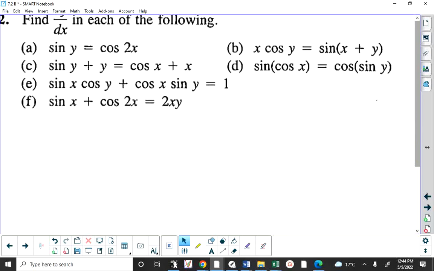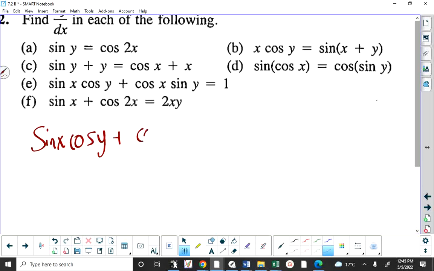And we have sine x cos y plus cos x sine y equals 1. And this qualifies as a perfect example of what I would put on the quiz tomorrow in terms of implicit differentiation. By the way, we're going to have to use the product rule for each of these 2 terms. The first term is sine of x times cosine of y.